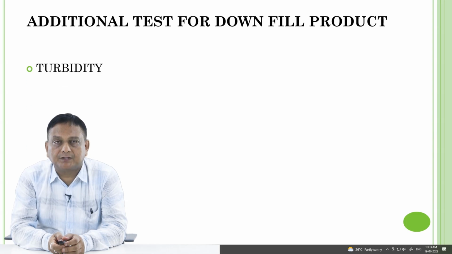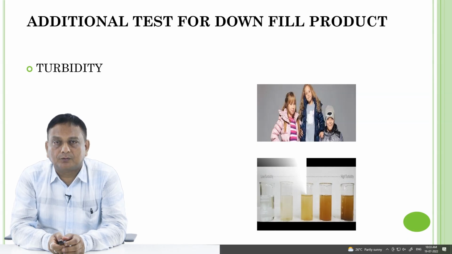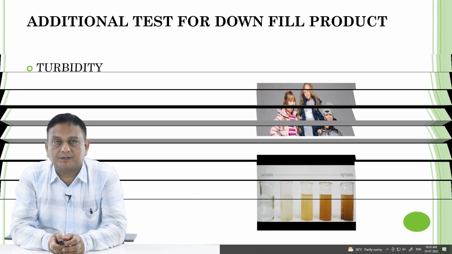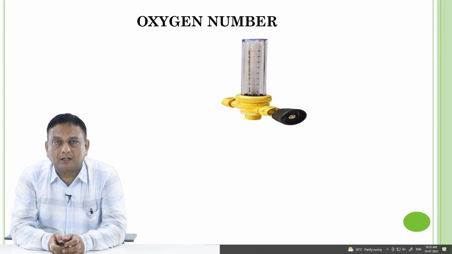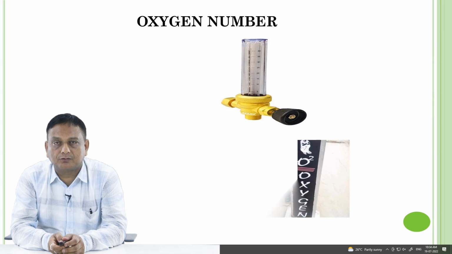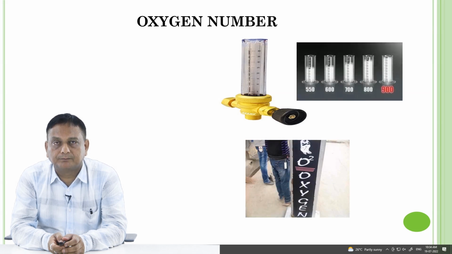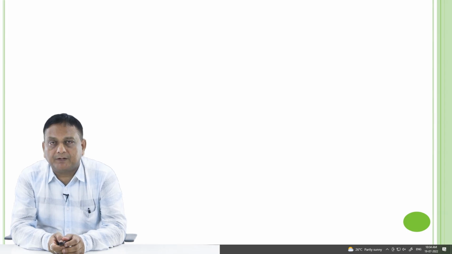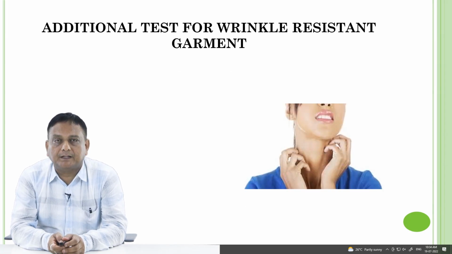The additional tests include turbidity also. Turbidity is also checked. So these are the different test methodologies used for this purpose in this garment. Now there is also the oxygen number, which is also judged in this kind of downfill product. So we are seeing different kinds of apparel for which these products are tested.